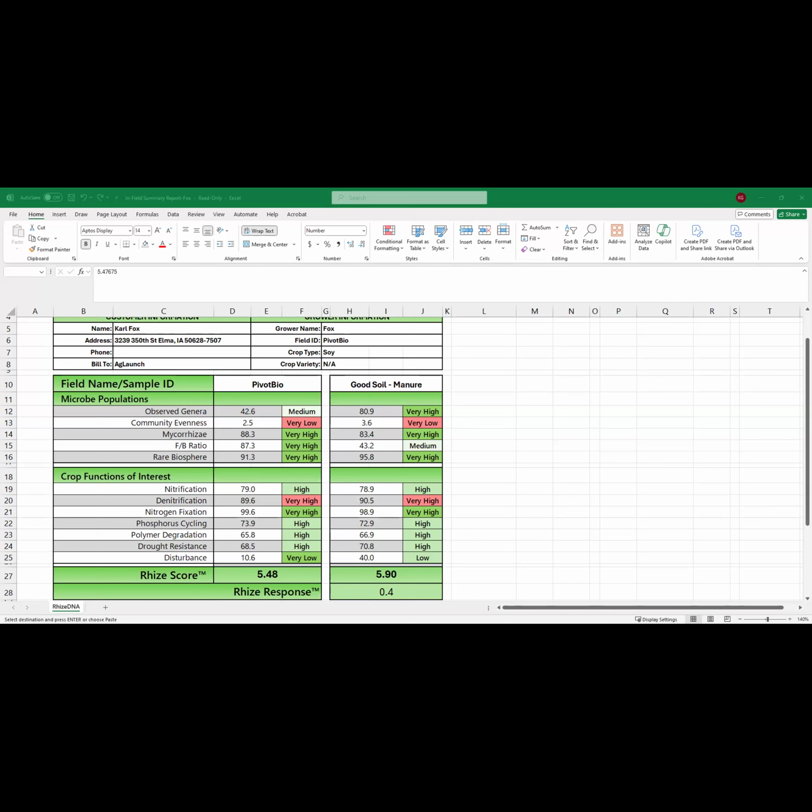I just want to note with the nitrogen fixation, it's hard to know, in this case, what the baseline was, since this field, obviously with a good manure, is already very high, right? So it's hard to know what contribution Pivot Bio is having here. That's a good point.